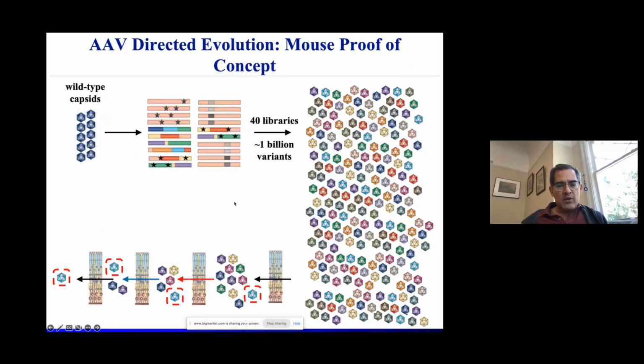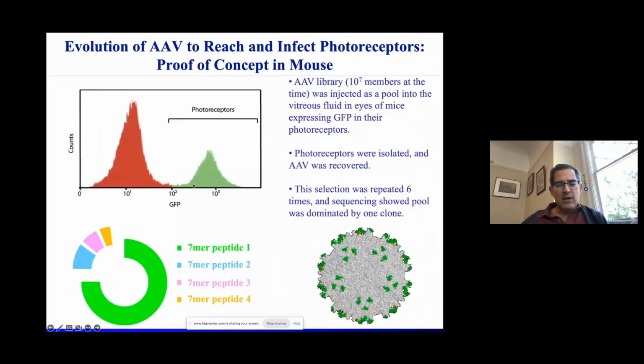So a number of years ago, we began to work on the problem of isolating AAVs that, when injected into the vitreous of the eye, could reach the photoreceptor neurons. This was initially done as a proof of concept within mouse, in which we used a mouse strain in which GFP was selectively expressed within photoreceptors, injected the library into the vitreous of the eye, waited a couple of weeks, used fluorescence-activated cell sorting to pull out the photoreceptor neurons, PCR amplified the AAV genomes that made it there, and went around that loop about a half dozen times.